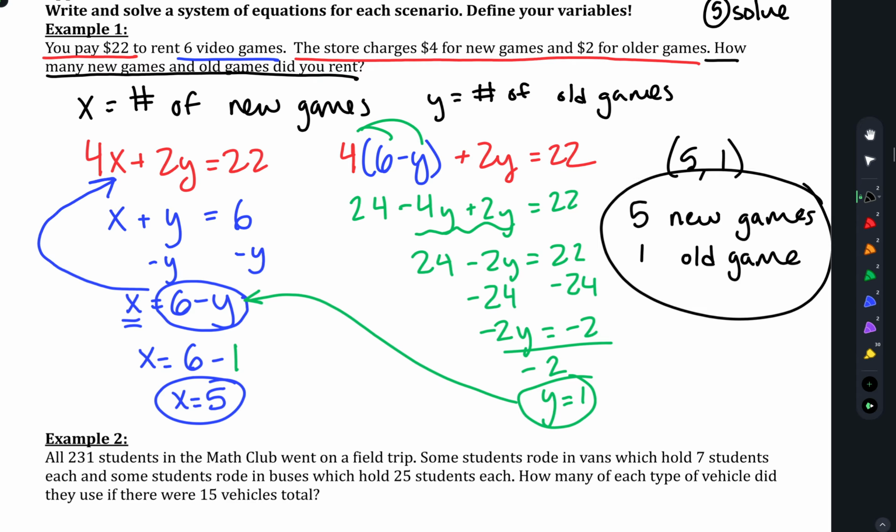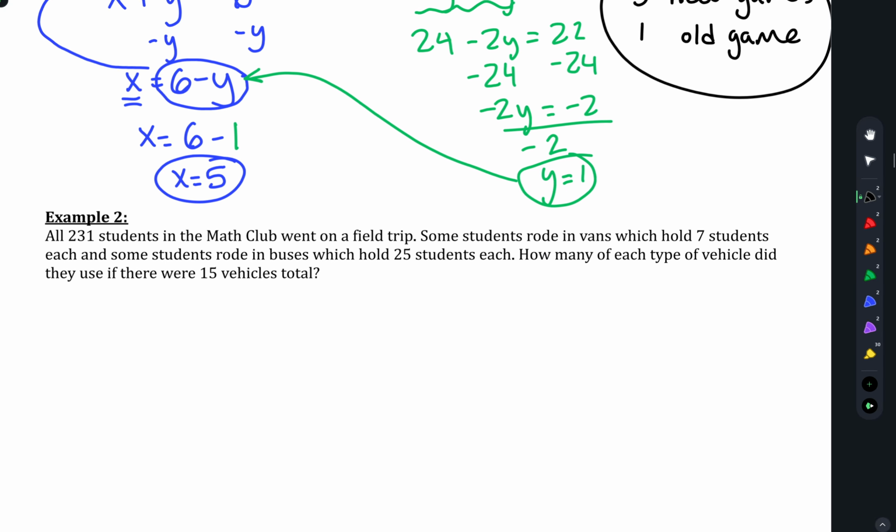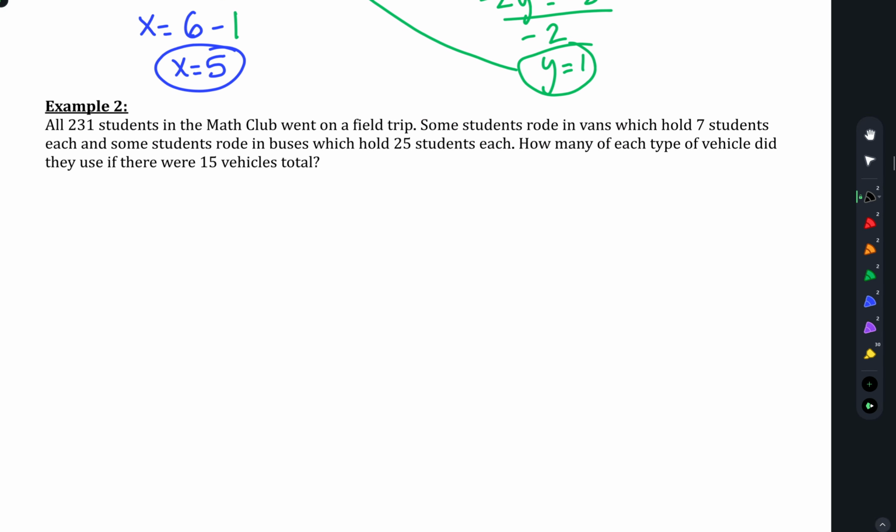Any questions on that? I'm going to do one more. I'm going to speed through this a little bit, but I want to do this one because it does pop up on your homework. So take a look at example 2.